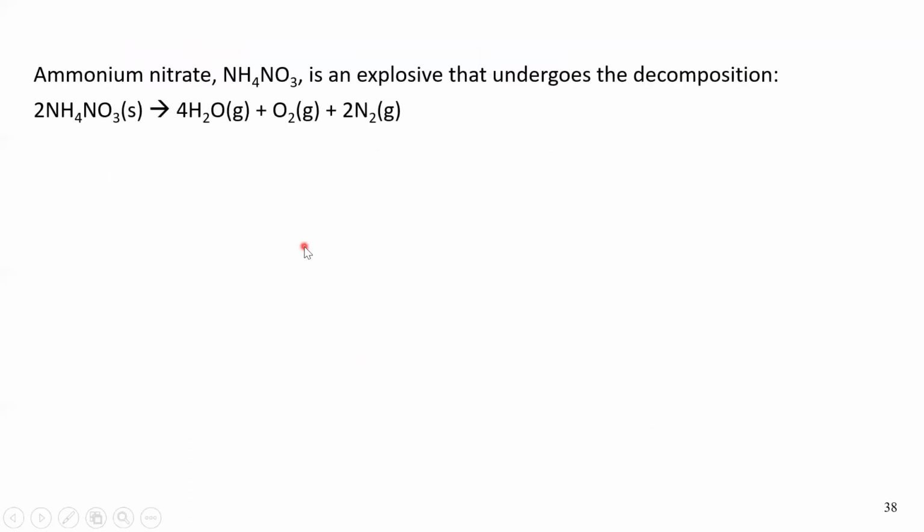All right, so here's another problem. Ammonium nitrate, which is NH4NO3, is an explosive that undergoes this decomposition. So it gives us the balanced equation. We know we're going to be doing some kind of stoichiometry with that.